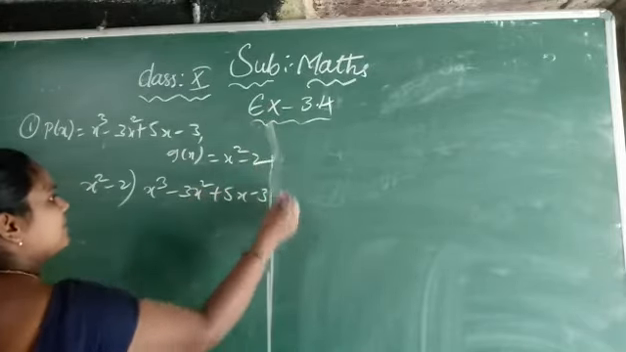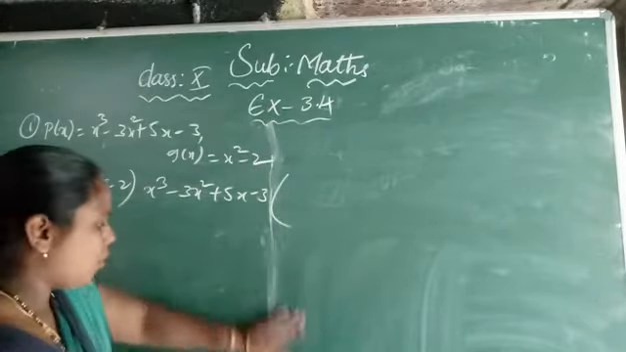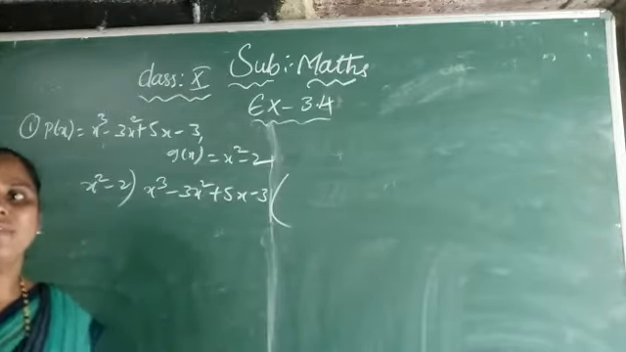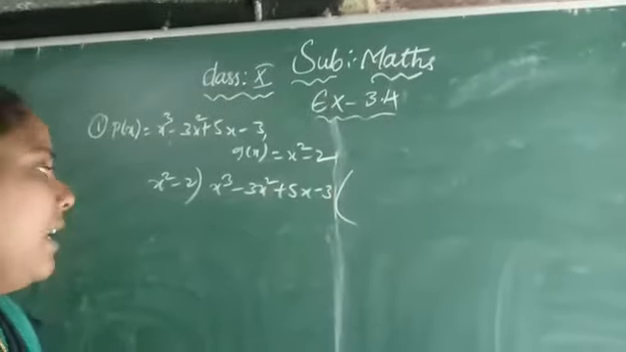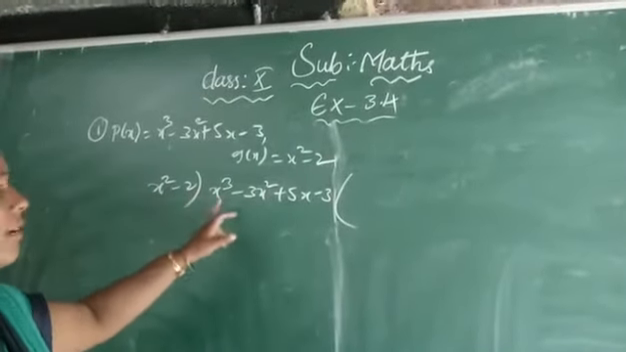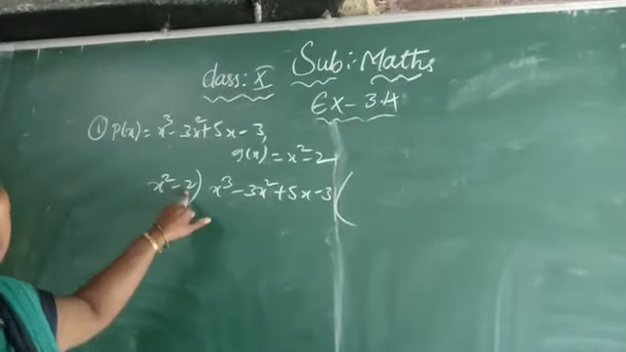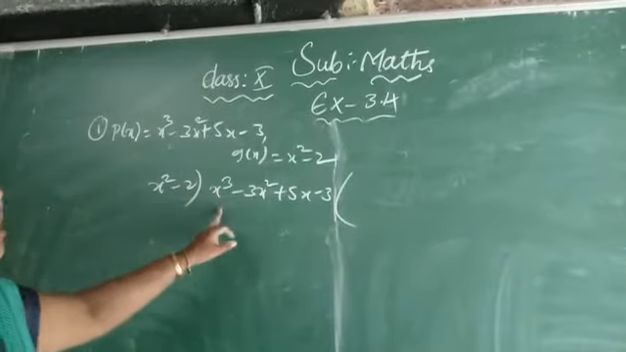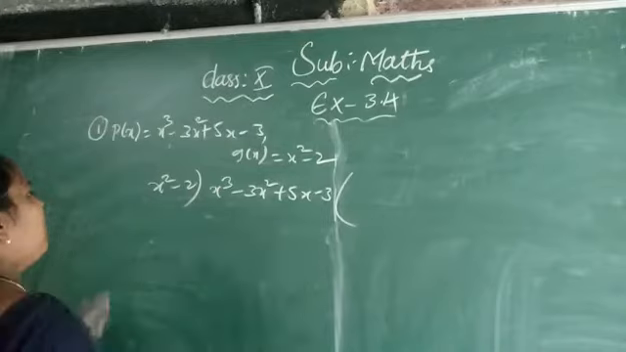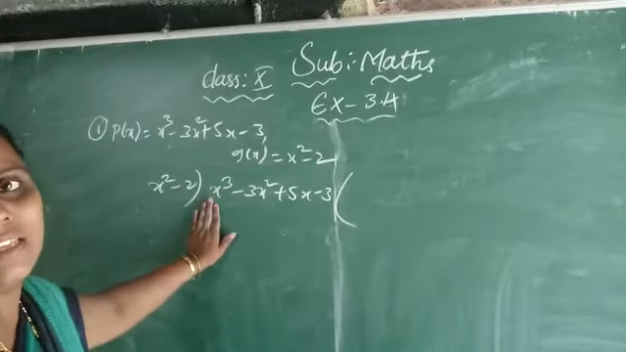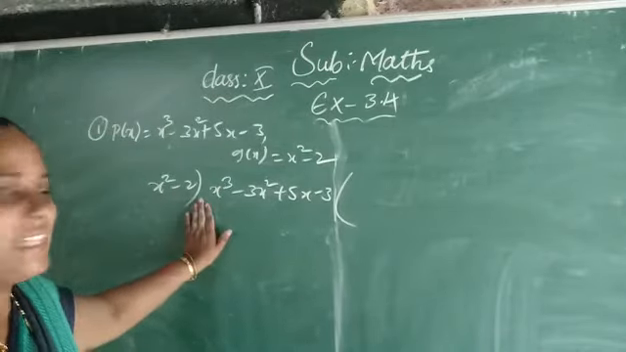This is P of x. Now we have to find the quotient and remainder. See here, x square minus 2 is the divisor and P of x is the dividend. So now we will verify. See here first how to verify. Here x square is there, here x cube is there.